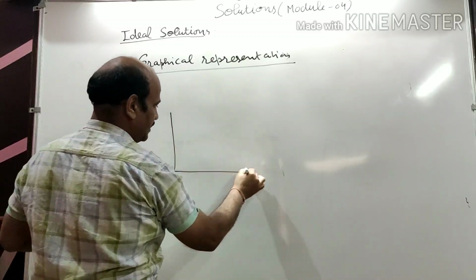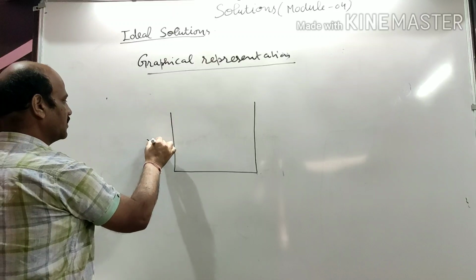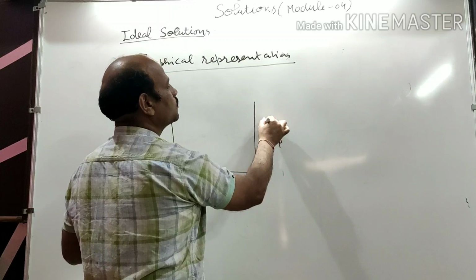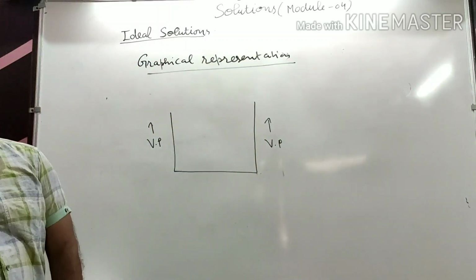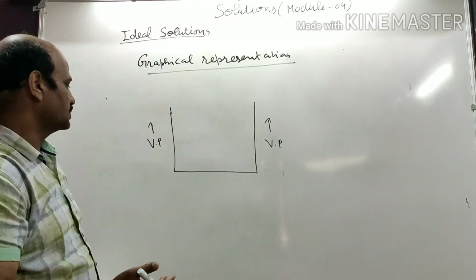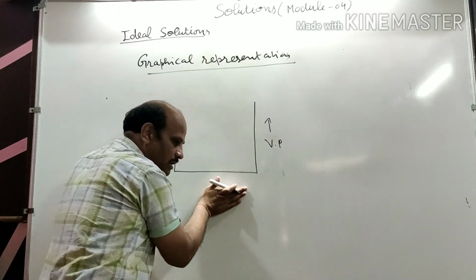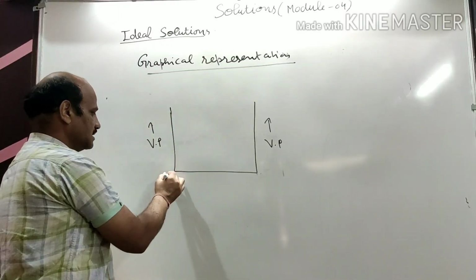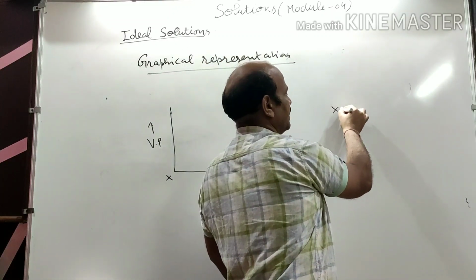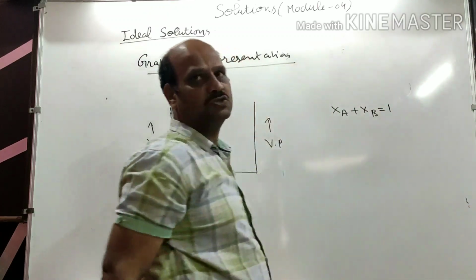We are to take two components. This side we take vapor pressure. This side also we take vapor pressure because we are taking solute and solvent, both are liquid, for ideal solution. Here you take composition. Composition is mole fraction. Start like this. X, mole fraction of solution. What is that? XA plus XB. That should be 1. Maximum value is 1.